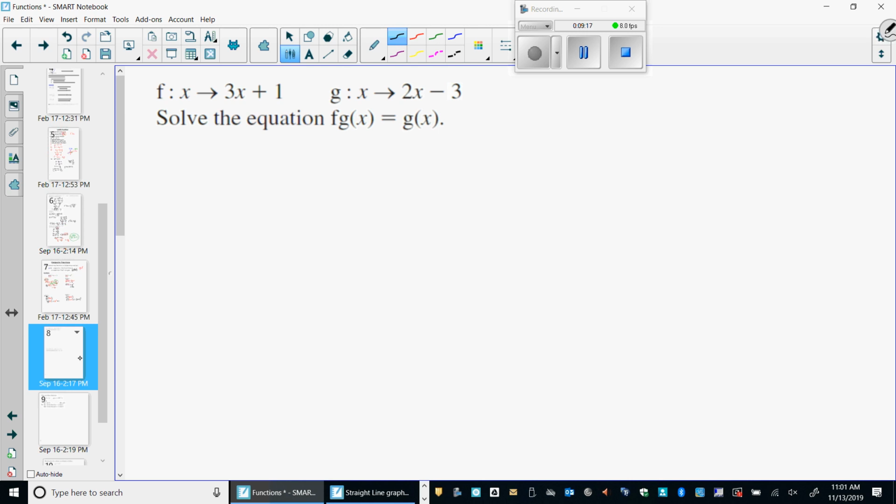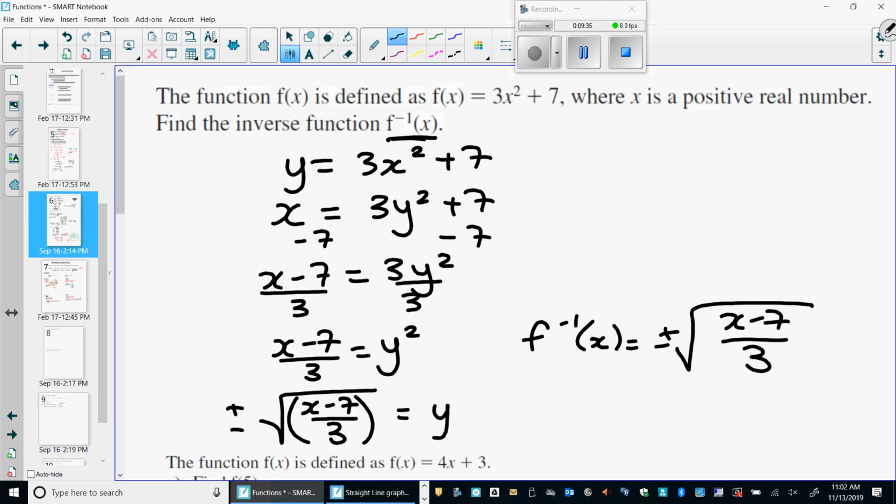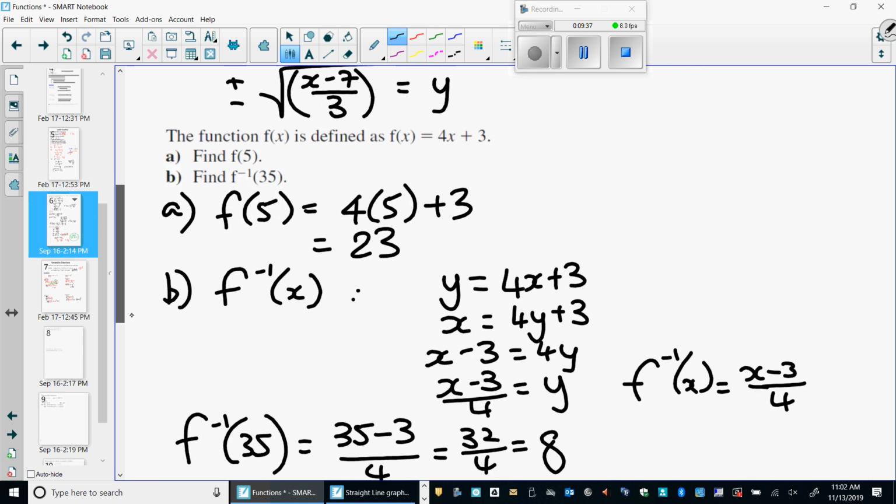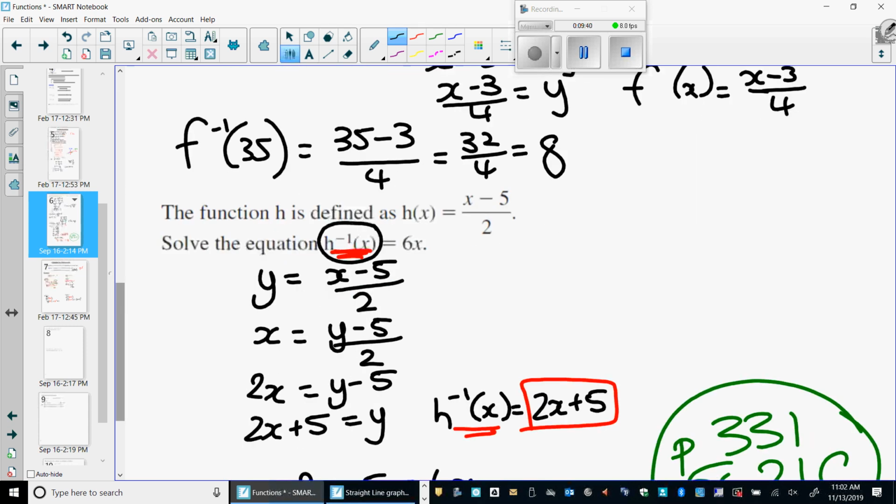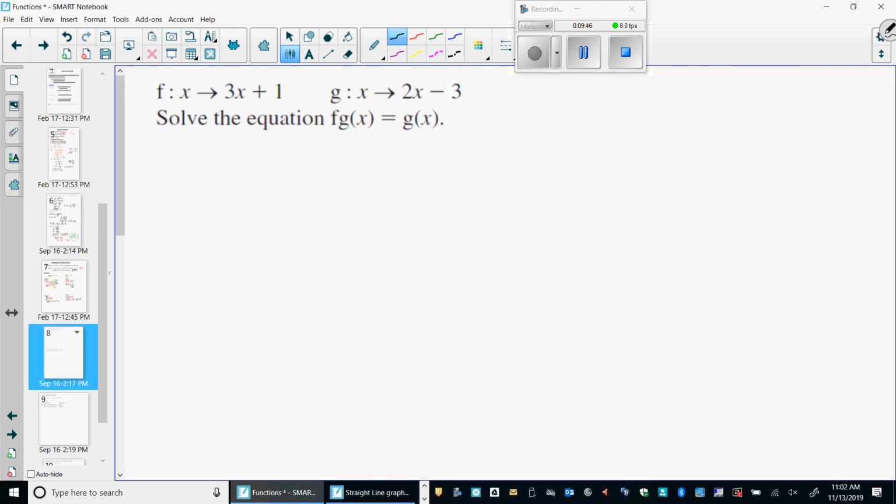Alright, so let's go straight into solving the equation f(g(x)) equals g(x). Now, we have to look at the original information. Do we know what f(g(x)) is? No. So the first thing, in a similar way to when we had this one here, where it said solve h inverse of x equals 6x, we had to find the inverse function first. So in a similar way here, we need to find an expression for f(g(x)) first of all.